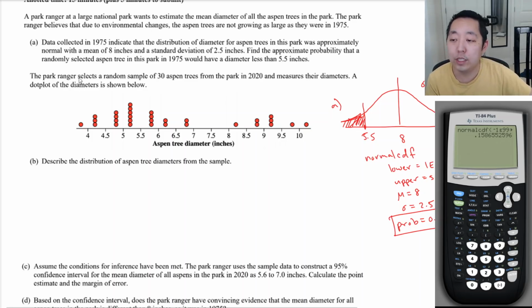Now, the park ranger selects a random sample of 30 aspen trees from the park in 2020 and measures their diameters. A dot plot of the diameter is shown below. Describe the distribution of aspen tree diameters from the sample. Okay, so this I could do with text.